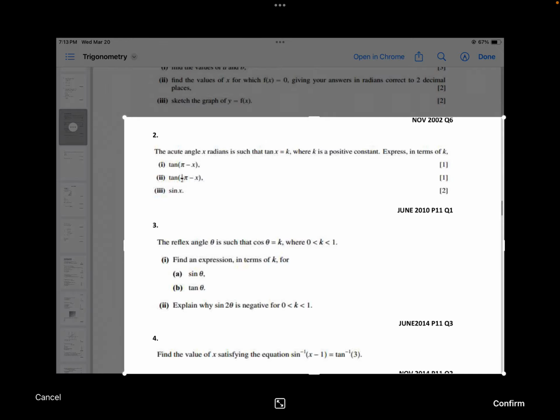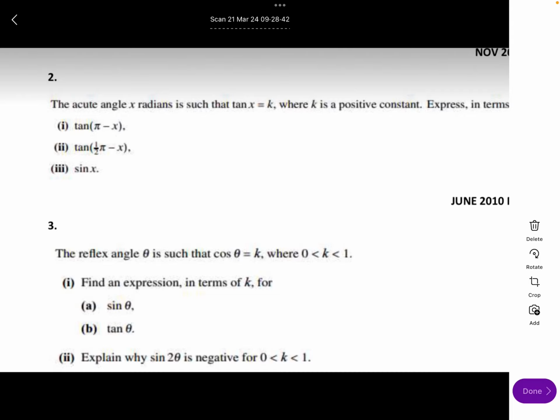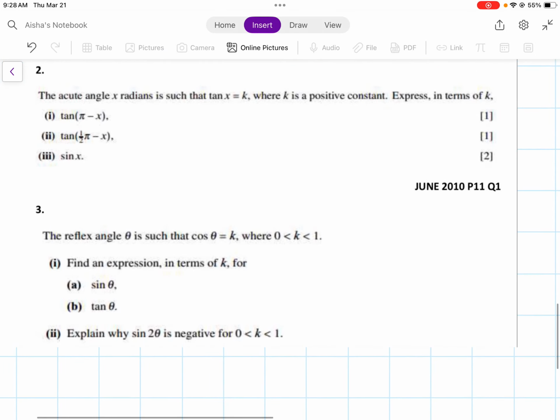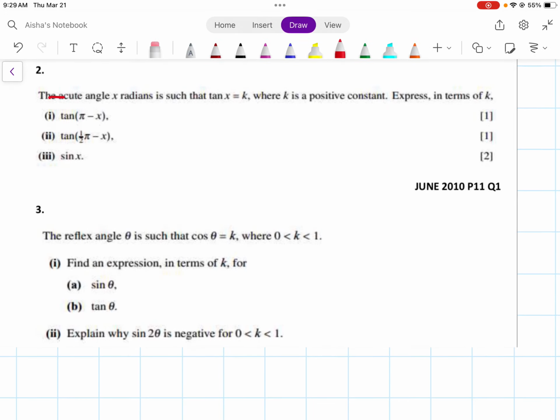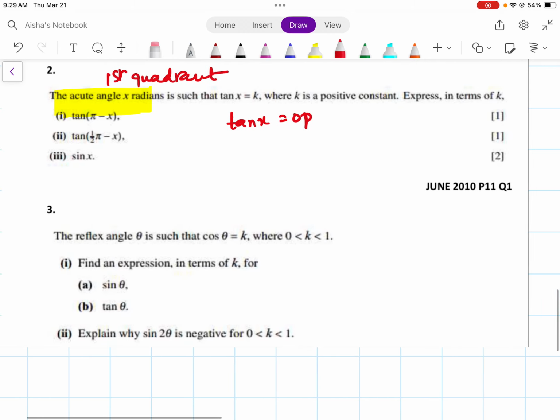Let's consider these types of questions. These are not graph questions, but you should know how to do them. The acute angle x radians. Acute means you are in the first quadrant. Okay, so tan x is equal to opposite upon hypotenuse. So the value of k will be opposite and hypotenuse will be 1 because the denominator is 1.